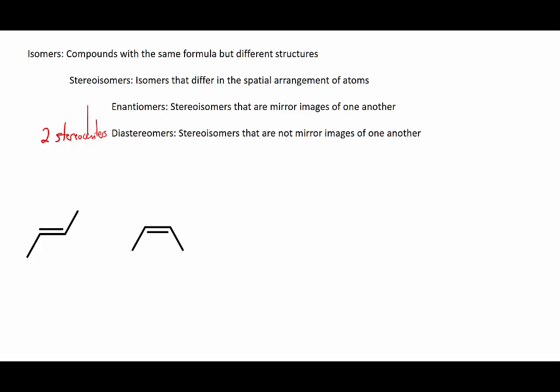So let's give you an example here. We have this trans alkene from before, and we have this cis alkene. These each have two stereocenters, and they're not mirror images of one another. So these two are going to be diastereomers.